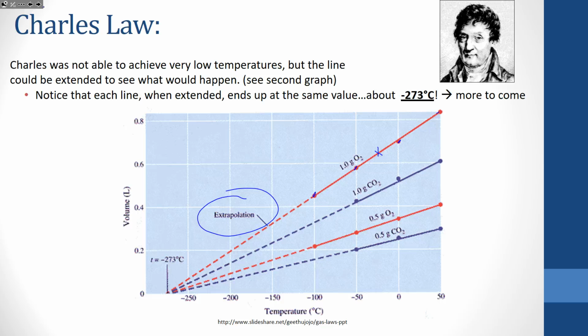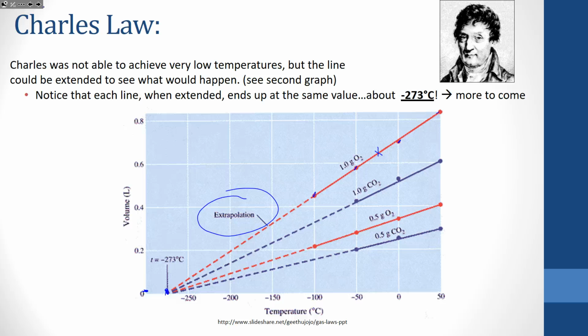When he did that, he extended all those lines, and if you notice, because of the different slopes of those lines, they all end up hitting the x-axis at the exact same temperature. And the neat thing about that temperature is that it would be a temperature where the volume of the gas was actually exactly 0. And that temperature kept coming out at minus 273 degrees Celsius.